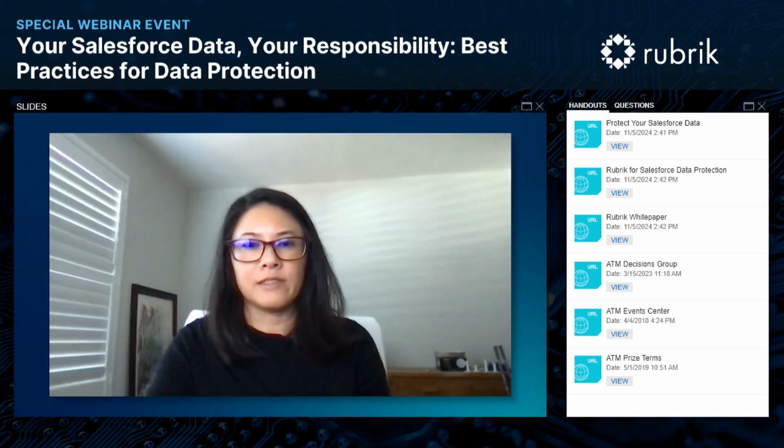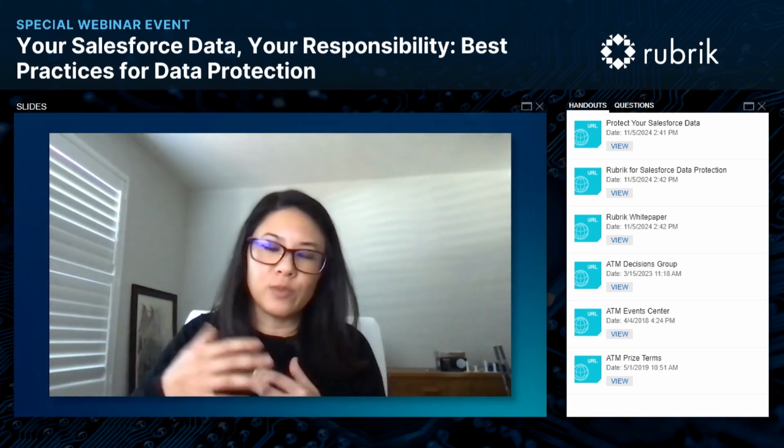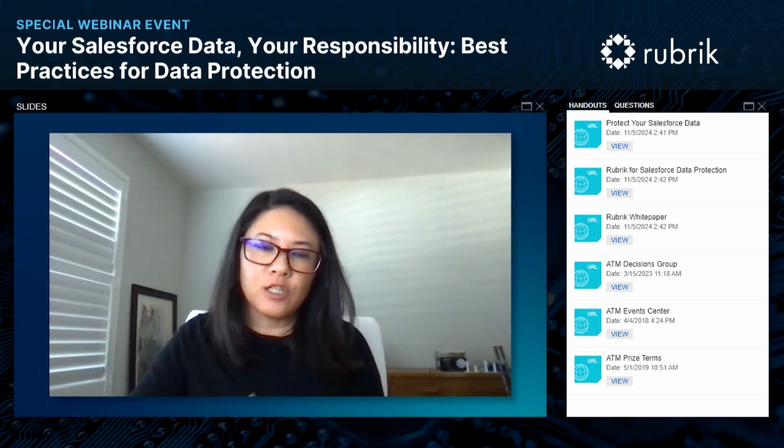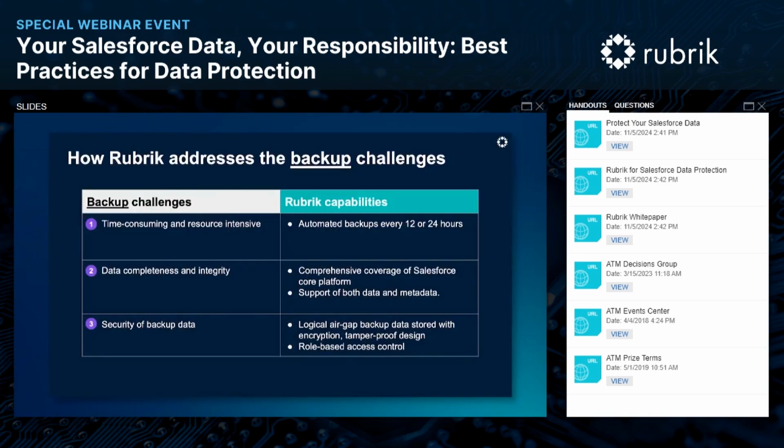All right. So now I actually want to circle back to some of the challenges we discussed and share a little bit about how we here at Rubrik can help address some of those challenges. So the first set being backup. Like we just talked about a few minutes ago, the first backup challenge is, hey, it's time consuming, it's resource intensive. So with Rubrik, you no longer have to do this manually, right? Everything is automated. It's almost like a set it and forget it, and you get backups every 12 or 24 hours.